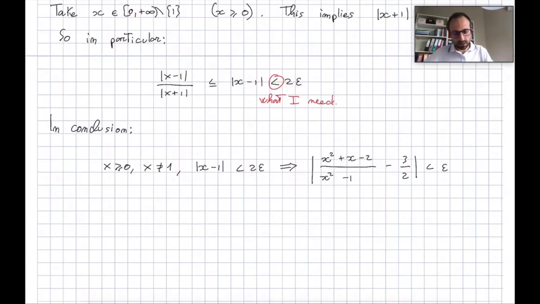Good. So it's enough to choose, the delta we need is written here. You see, the absolute value of x minus 1 smaller than delta. It's enough to choose delta equal to 2 epsilon. And that's it.